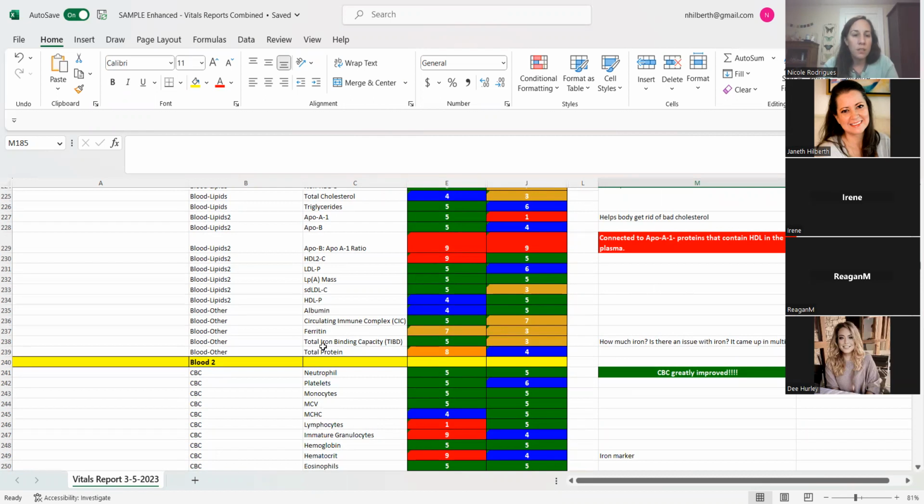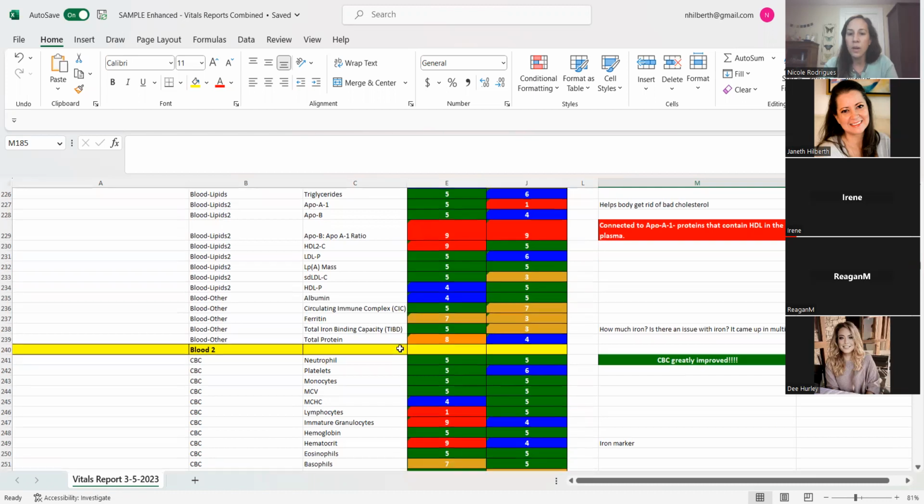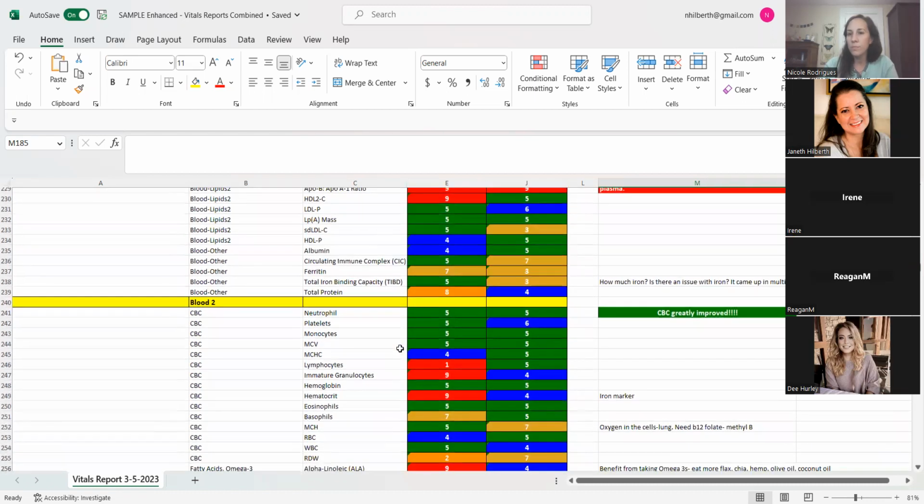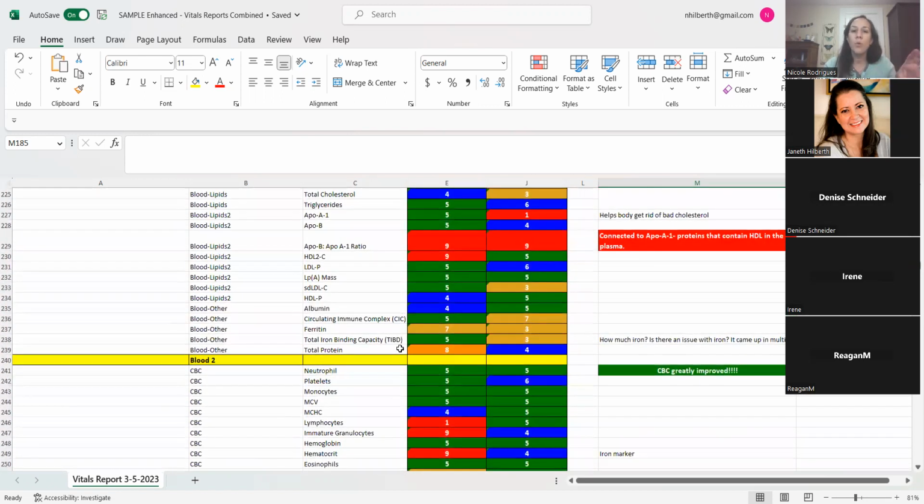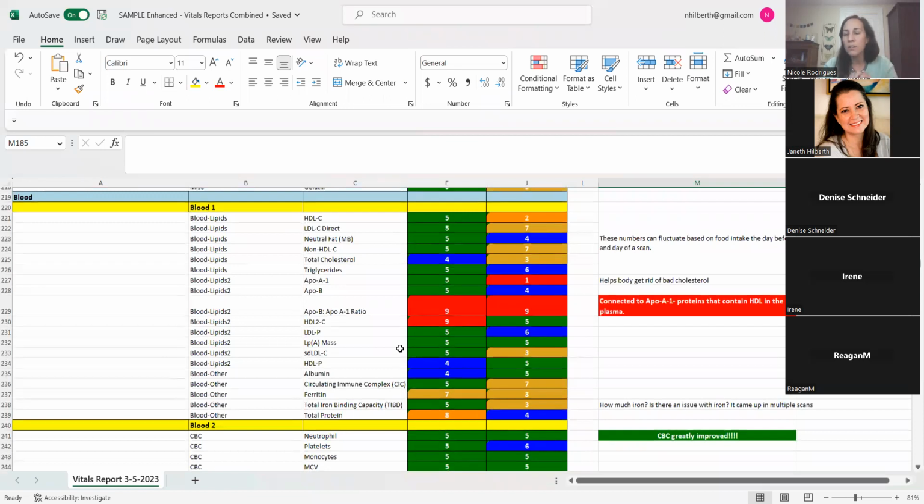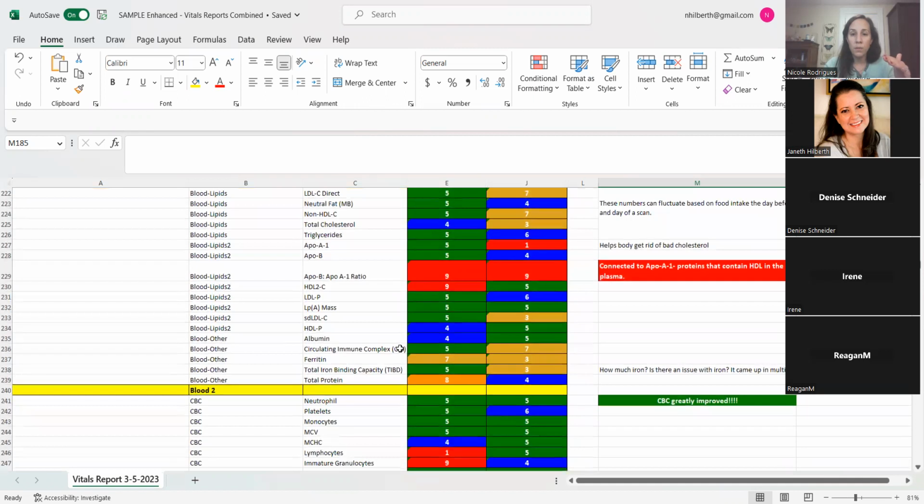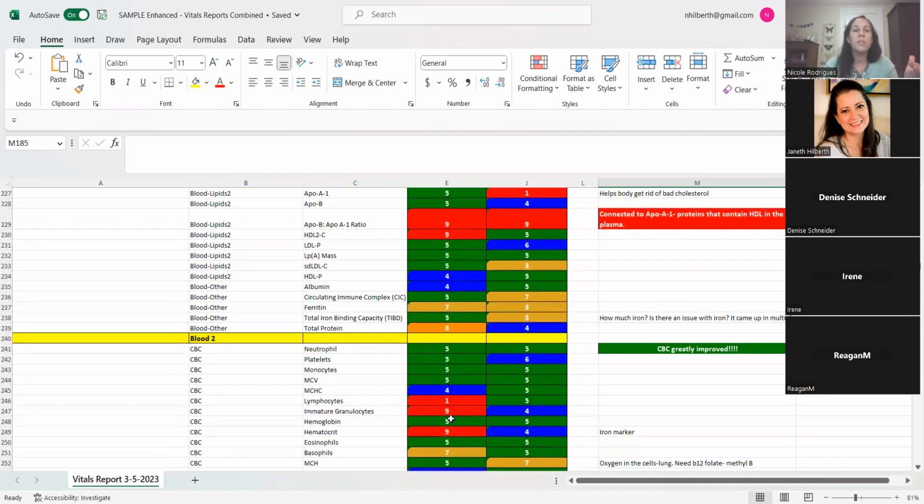One thing that I flagged here was the total iron binding capacity. So iron came up here, but you'll see as I go through the scans, it comes up multiple times. So we're going to look a little bit deeper into why this would be flagged. And you want to look at the sections, not line by line, because you're going to drive yourself crazy. It's more about over time and the complete section.